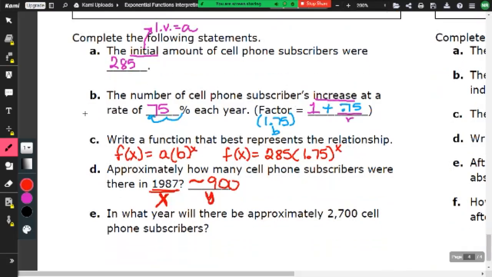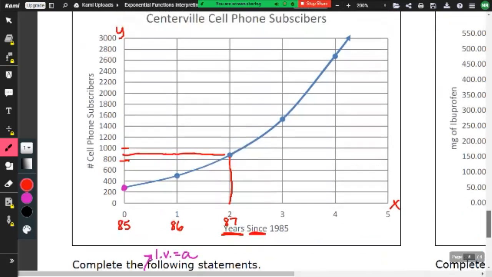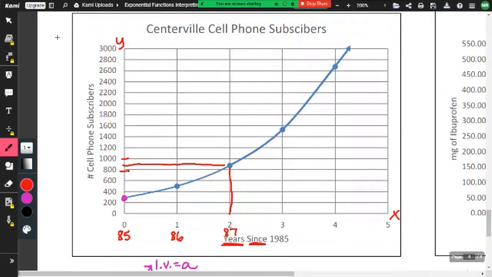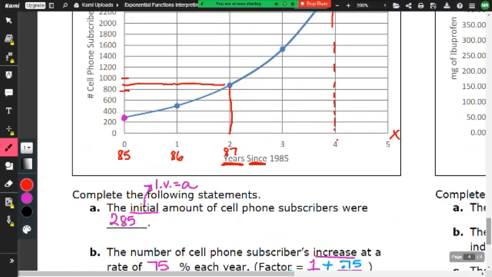Okay. It says, in what year will there be approximately 2,700 cell phone subscribers? 2,700 is an X or Y value? This one is a Y value. So let me go back up. You find the 27 in between 26 and 28. So I'm going to go straight across from there. And that one lines up with what number? 4. Now I'm going to have about 50% of you on the STAR test bubble in the number 4. Is that correct?